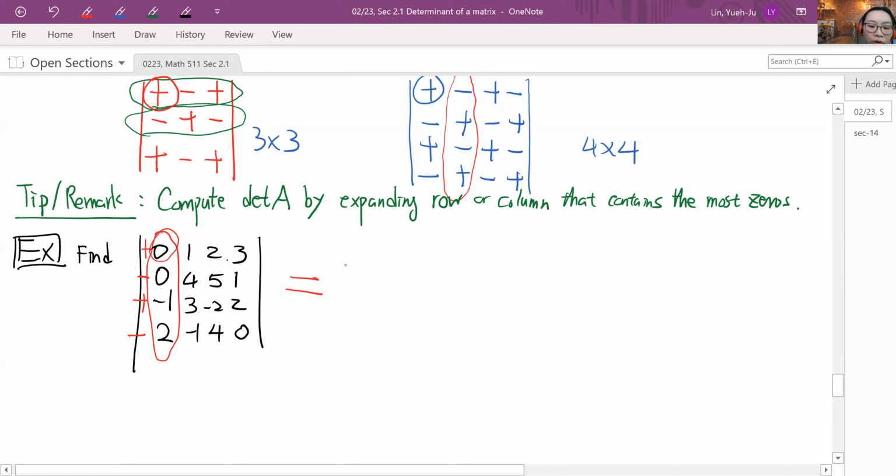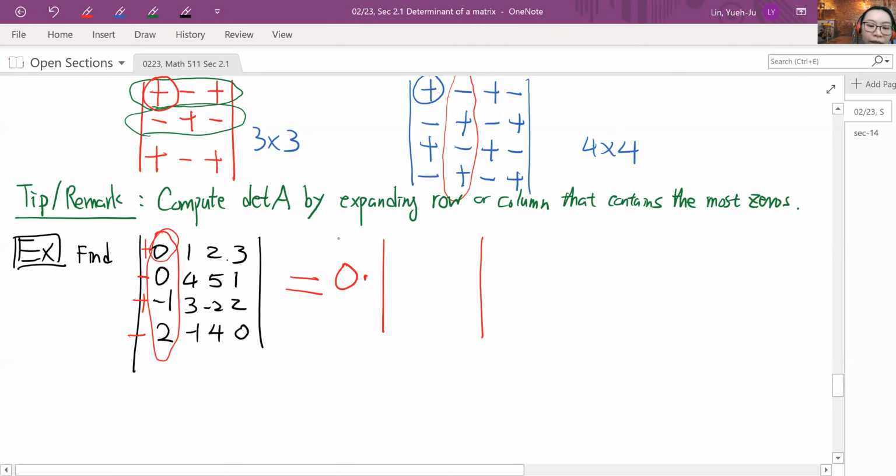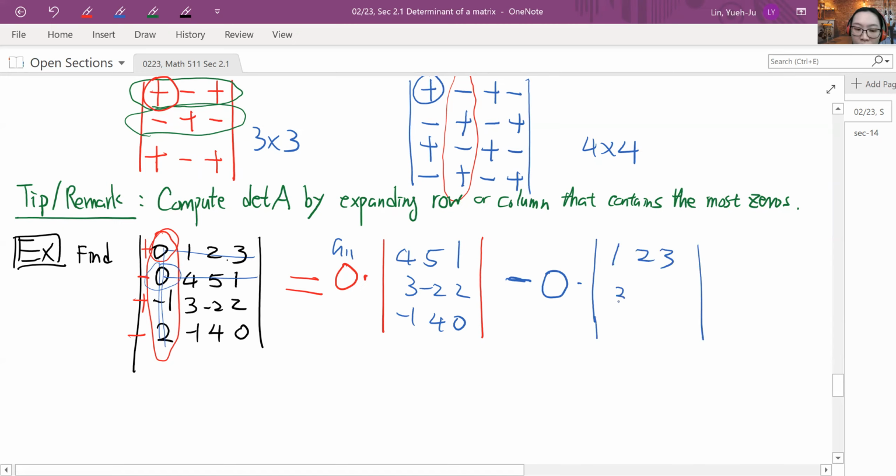So the first entry is 0, okay? I'm just going to tell you what the corresponding 3 by 3 matrix is, but technically you don't even need to write it down because it's 0 times something. It's just for completion. So if you want to find this A11 entry, then the corresponding 3 by 3 will be 4, 5, 1, 3, minus 2, 2, and minus 1, 4, 0. Okay, so this is the first term. Plus, minus the second term, it's 0, right? So again, I just write down the corresponding submatrix for completion. Technically, you don't really have to though, okay?